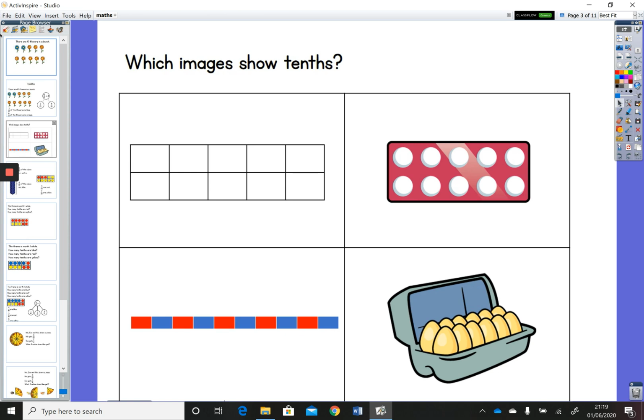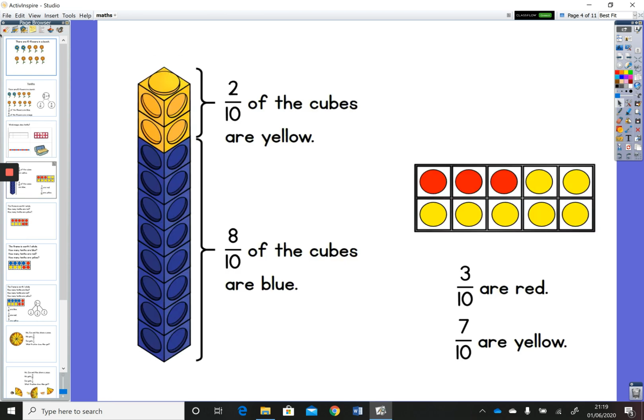If we were in class today, I would be getting the multi-link out and we would be making towers with 10 cubes in each of them, and I would be asking you what fraction of the cubes are yellow or blue or red or pink or whichever colour you've chosen. Here, I've just shown one on the board. If you have Lego at home, you could do exactly the same thing with Lego. Just remember today that we're looking at tenths, so you always want the denominator to be 10. Here we have 2/10 of the cubes are yellow in this tower and 8/10 of the cubes are blue.